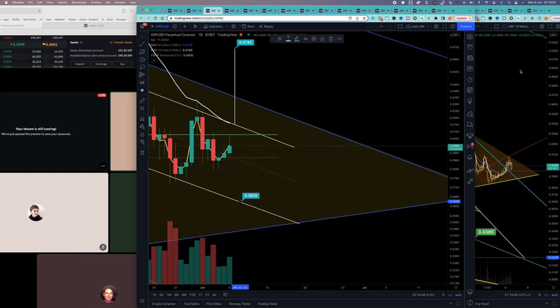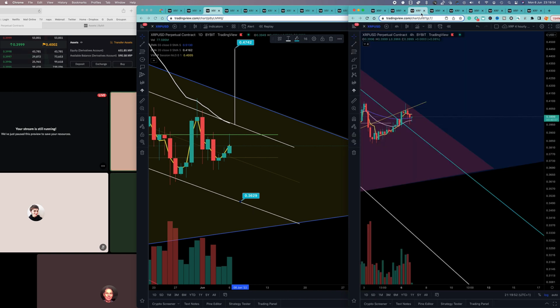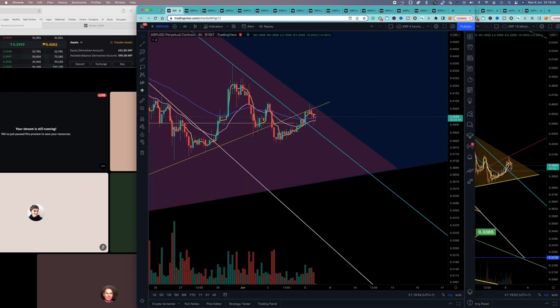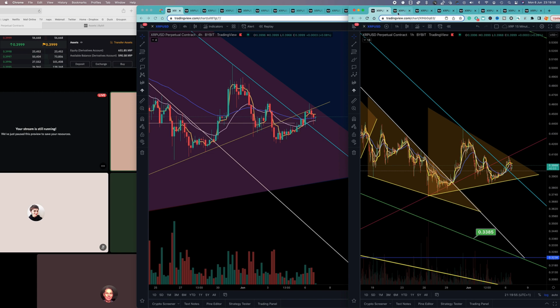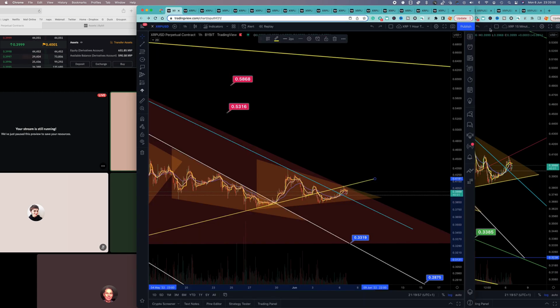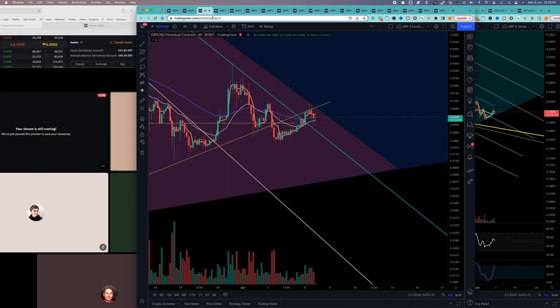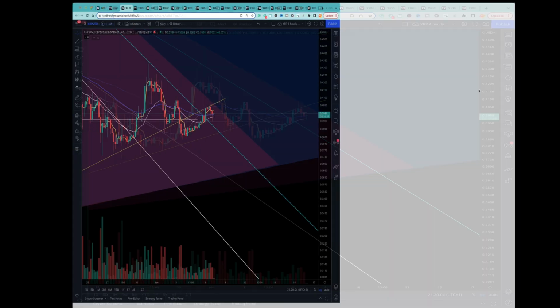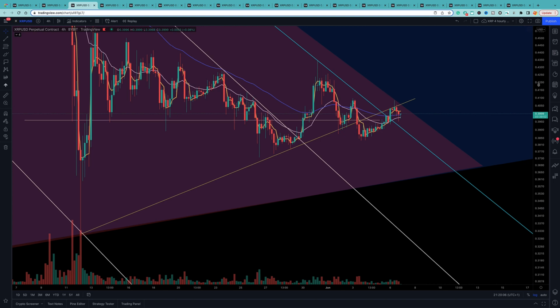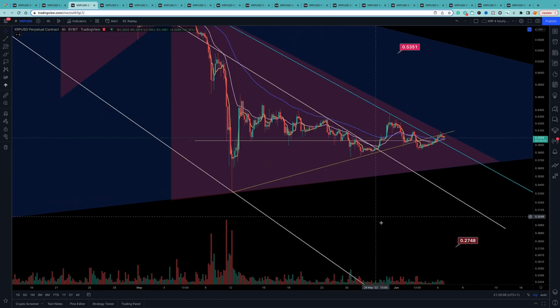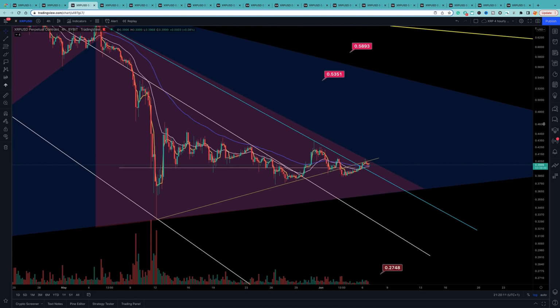So what I'm going to do is, with the weekly review, I'm going to pull in the arcs and just have a quick look at what's going on with the arcs as well, just to see what they tell us. So I'm going to have a look at the 4 hour first. Now the 4 hour is the blue arc. This red one here is the 1 hour.